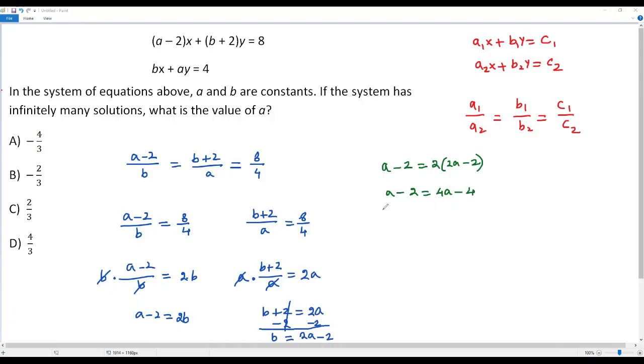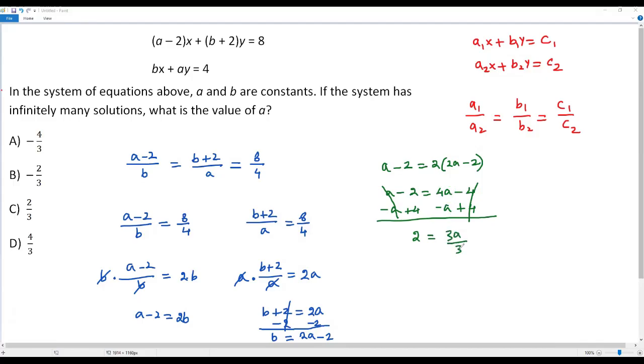Now let me subtract a from both sides, and also add 4 to both sides. When I do so, the negative 4 and positive 4 cancel out, and here the positive and negative a cancel out. When I combine this negative 2 and positive 4, I'm getting 2 on the left side. On the right side, when I combine the positive 4a and negative 1a, I'm getting positive 3a.